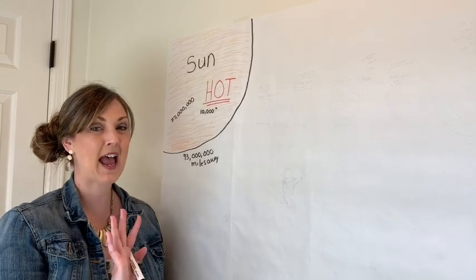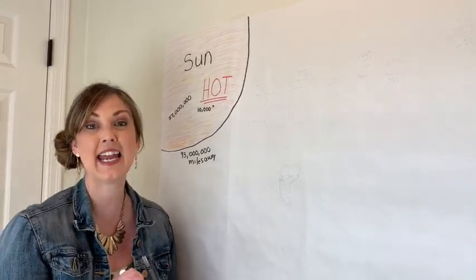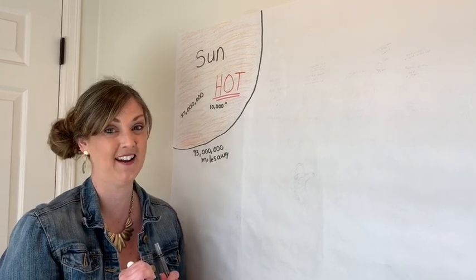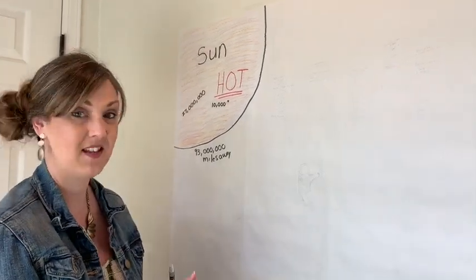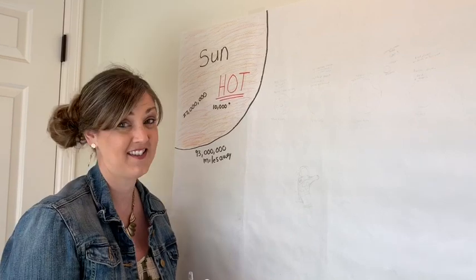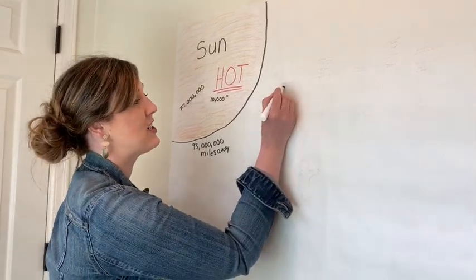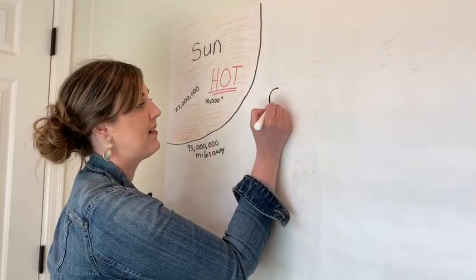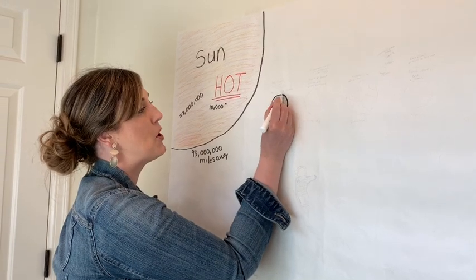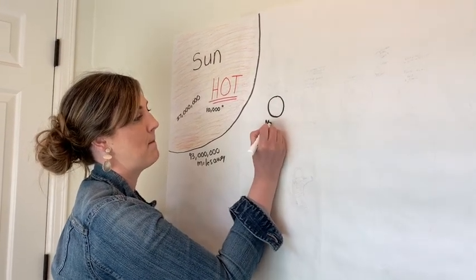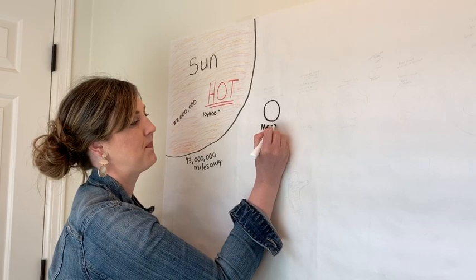Okay, we're going to travel to the closest planet to the sun. The closest planet to the sun is not us. It's the planet Mercury. Mercury, it starts with M.